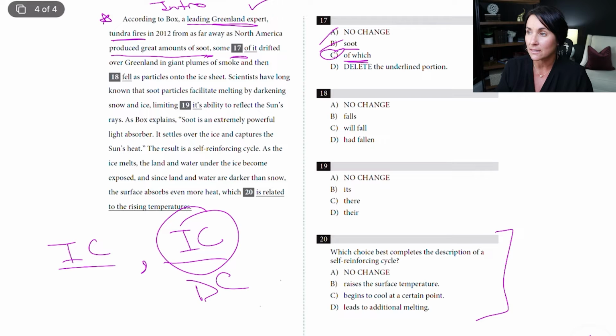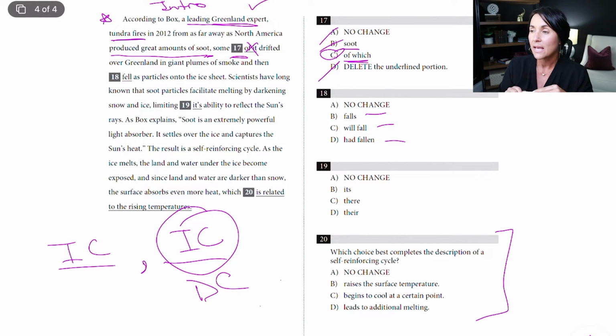Now let's take a look at D, delete. I like delete the underlined portion because it's right a lot of the time. But if I just simply delete this, then I have some drifted over Greenland in giant plumes of smoke. Some is the subject, it's the noun. Drifted over Greenland is the predicate or the verb, and that makes it an independent clause still. So D is incorrect for the same reason A and B are incorrect. All right, let's take a look at 18. So we have falls, will fallen, had fallen.